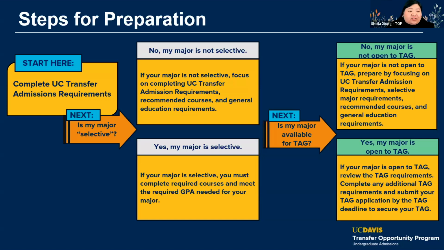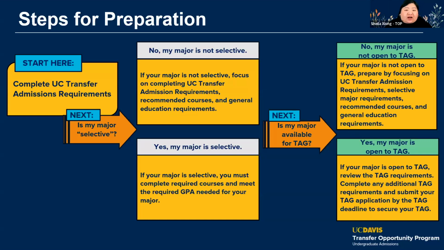Depending on the major that you're choosing at a UC campus, are you required to have certain GPAs or courses that you want to complete? Depending on whether your major is selective or not, that will indicate whether or not you have additional required courses, or if you're just needing to complete the minimum UC requirements.